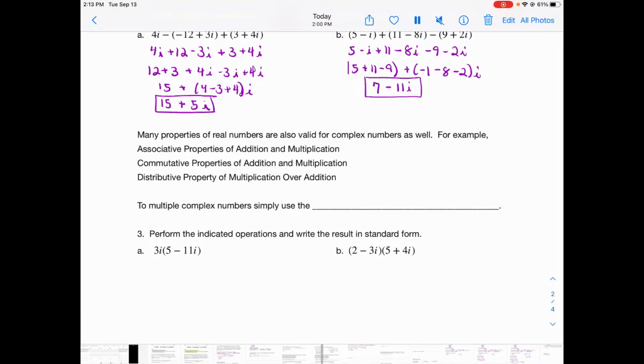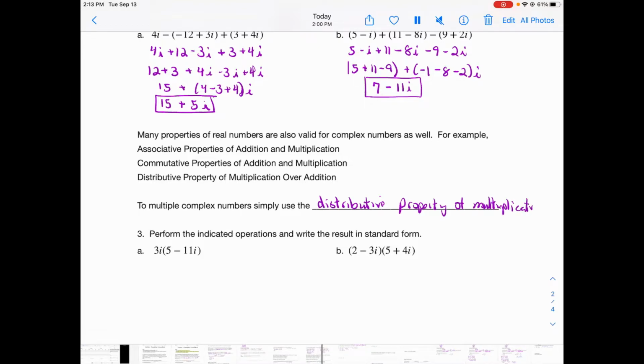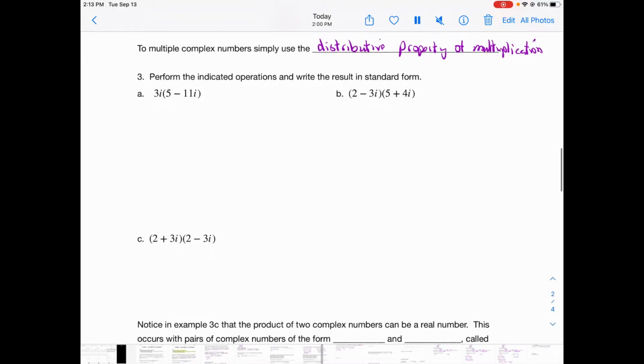And if I wanted to multiply two complex numbers together, you simply use your distributive property, or sometimes referred to as the FOIL method: first, outer, inner, last, if you have two complex numbers to multiply together. So that's all I'm going to do. To multiply complex numbers, you just use the distributive property or the FOIL method. So looking at A, I'm going to use the distributive property. I'm going to distribute that 3i to each term.